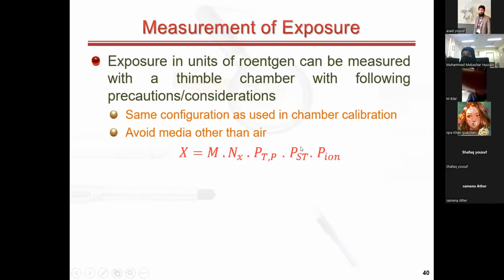And then there is another correction factor, the ion recombination factor. This ion recombination factor is very high in a free air ion chamber, but as I have already told, for a reference chamber used for reference dosimetry, its value should not be more than 1%. So this is the formula that can be used for measurement of exposure.